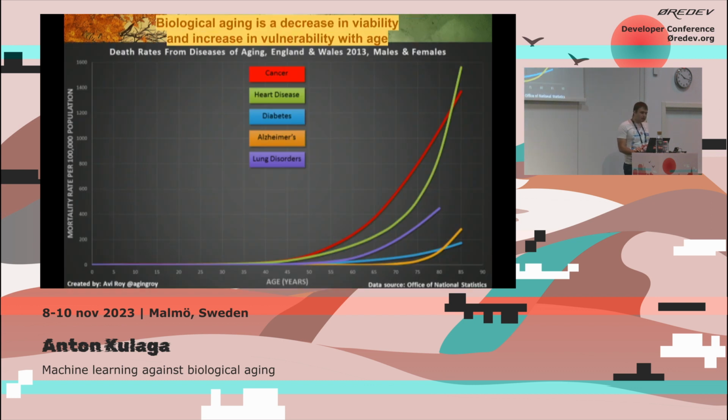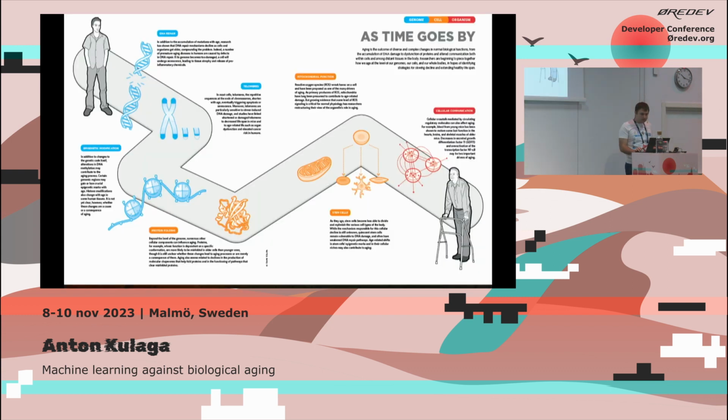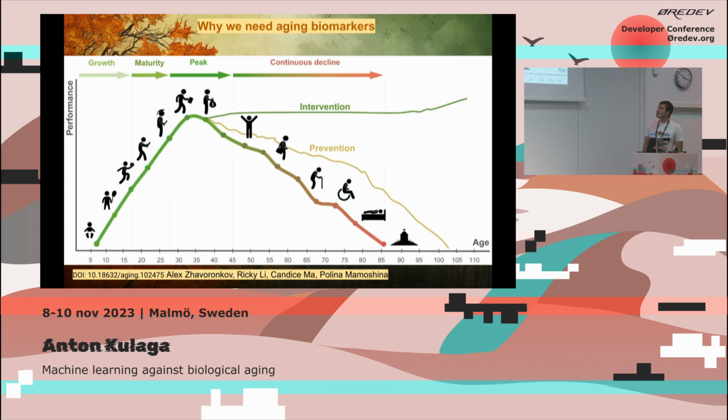And if we start from aging itself, so aging is a deterioration and decrease in viability with time. Here you see diseases, how they exponentially increase with aging. And here you see accumulation of all types of damages, like DNA damage, extracellular matrix damage, mitochondrial damage with age, that we have to fix somehow. And when we have this trajectory that over the life we get to our prime in our 20s or 30s, and then we have a pretty bad scenario.